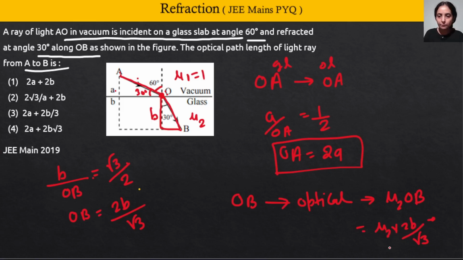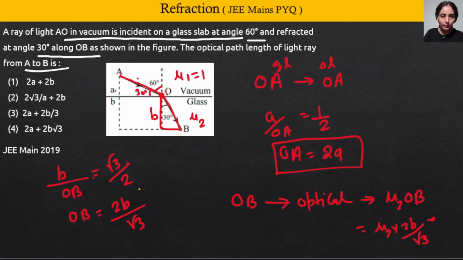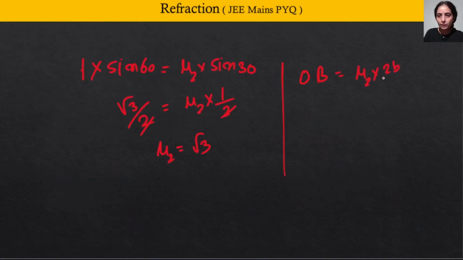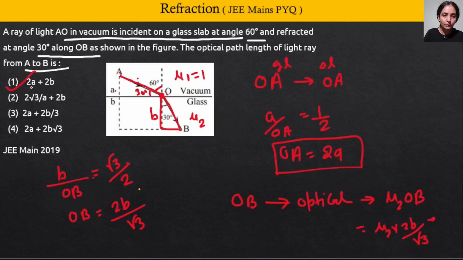What will you be getting? For OB, I write the optical length. This is mu 2 into how much it was? 2b by root 3, right? So 2b by root 3, and mu 2 is root 3, so root 3 into 2b by root 3. So optical length OA plus OB will be equal to how much? This will be equal to 2A plus 2B. This will be the answer, so the correct answer has to be this one.